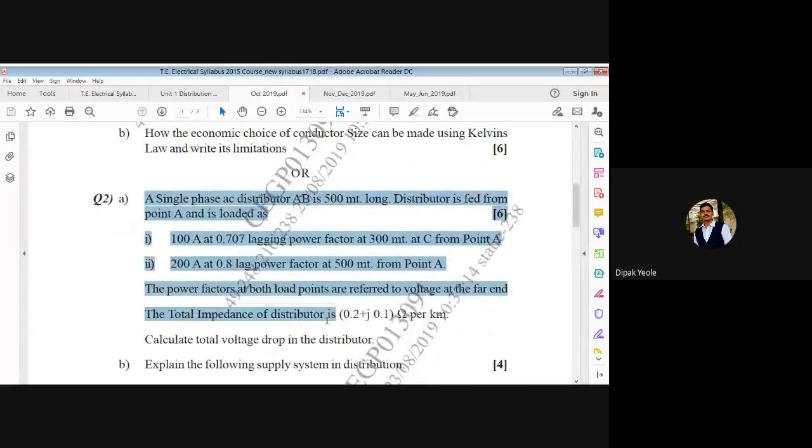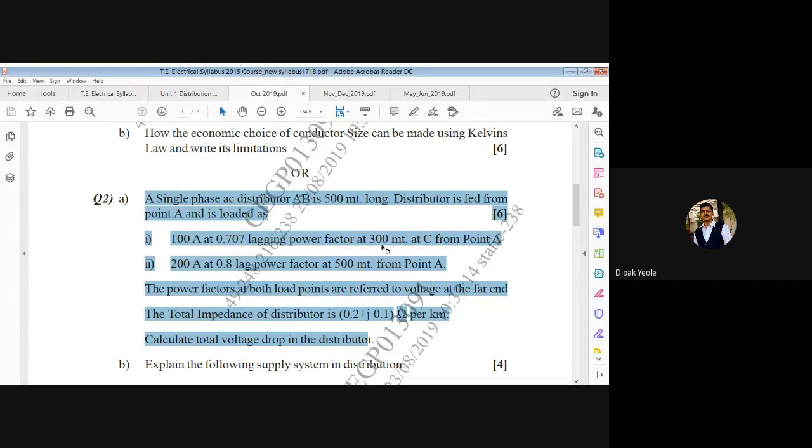So obviously a numerical is asked, and the numerical is based on the power factor at receiving end. You will remember that we took this example, and the same example is also available in your notes. What is the question? A single phase AC distributor AB is 500 meter long. The distributor is fed from point A and is loaded with 100 ampere at 0.707 lagging power factor at 300 meter at C from A. So what is the size of AC?